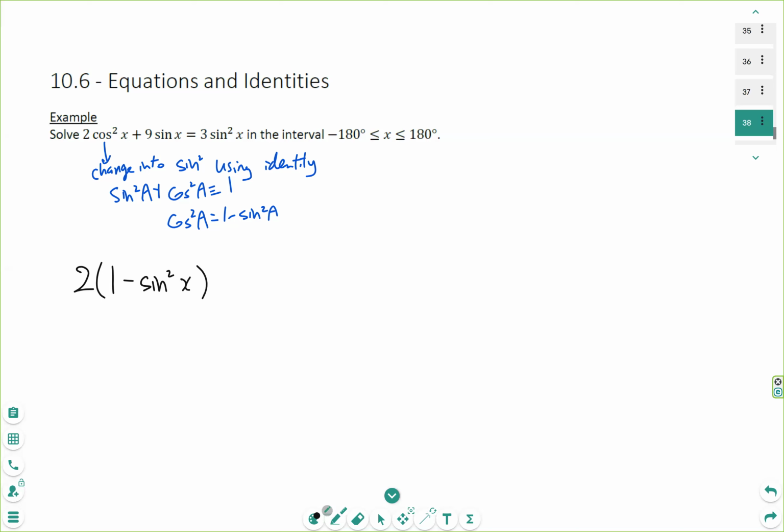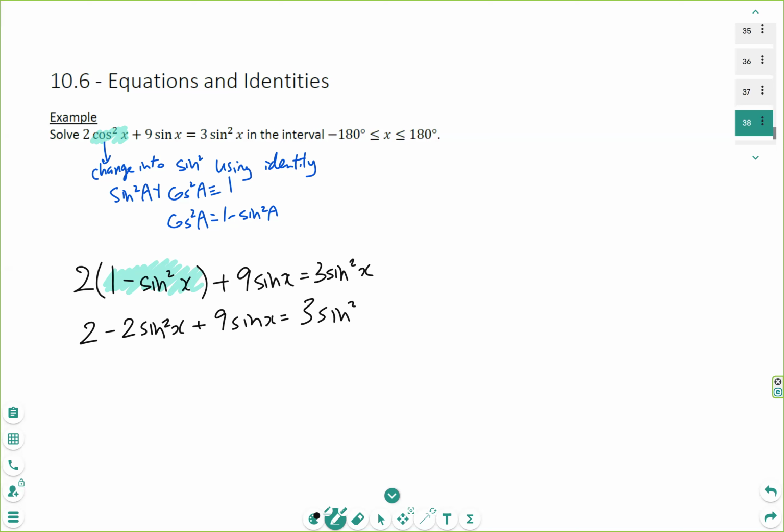So what I've done is I have just replaced this cos squared, plus our 9 sine x equals 3 sine squared x. Okay, expand the bracket. 2 minus 2 sine squared x plus 9 sine x equals 3 sine squared x. Hopefully by now you should see it quite obviously. We can rearrange it to make one nice quadratic equation. I'll bring everything to the right side because that will give us a positive squared term. So 5 sine squared x minus 9 sine x minus 2.